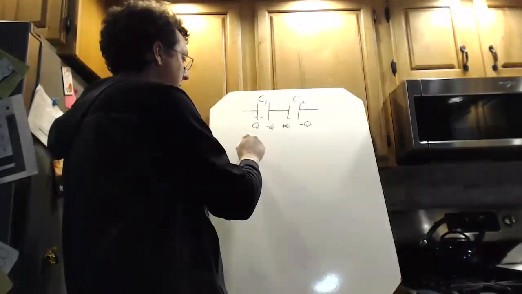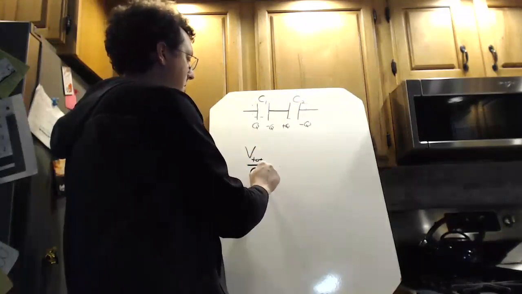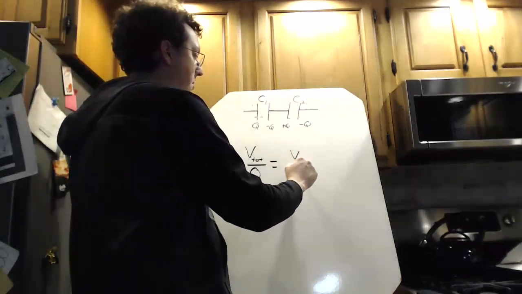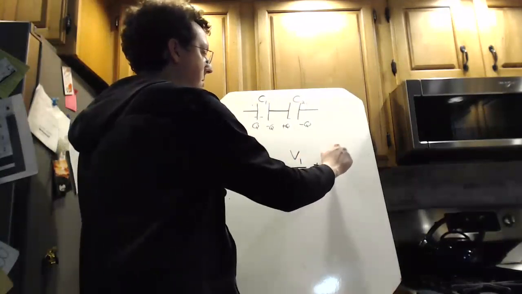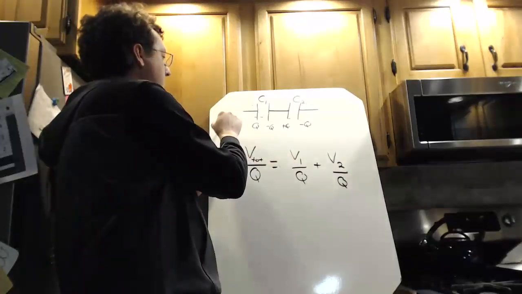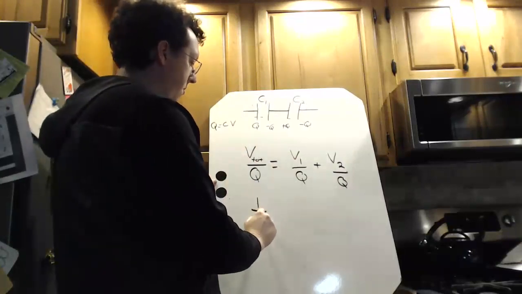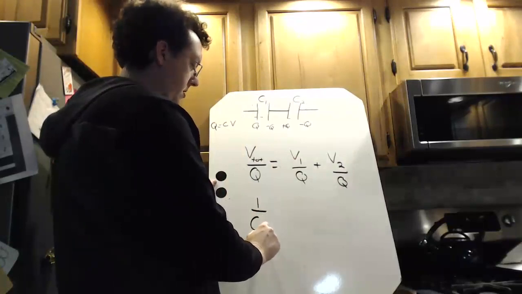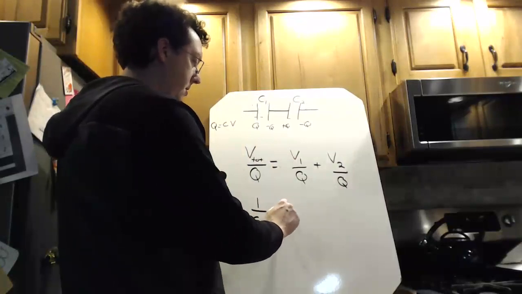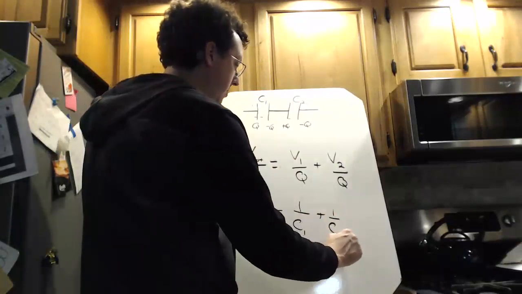So we would want to say the voltage drop total divided by Q equals the voltage drop for 1 divided by Q plus the voltage drop for 2 divided by Q. And remember, Q equals C times V. Rearranging that, we learn that 1 over C equivalent in series equals 1 over C1 plus 1 over C2.